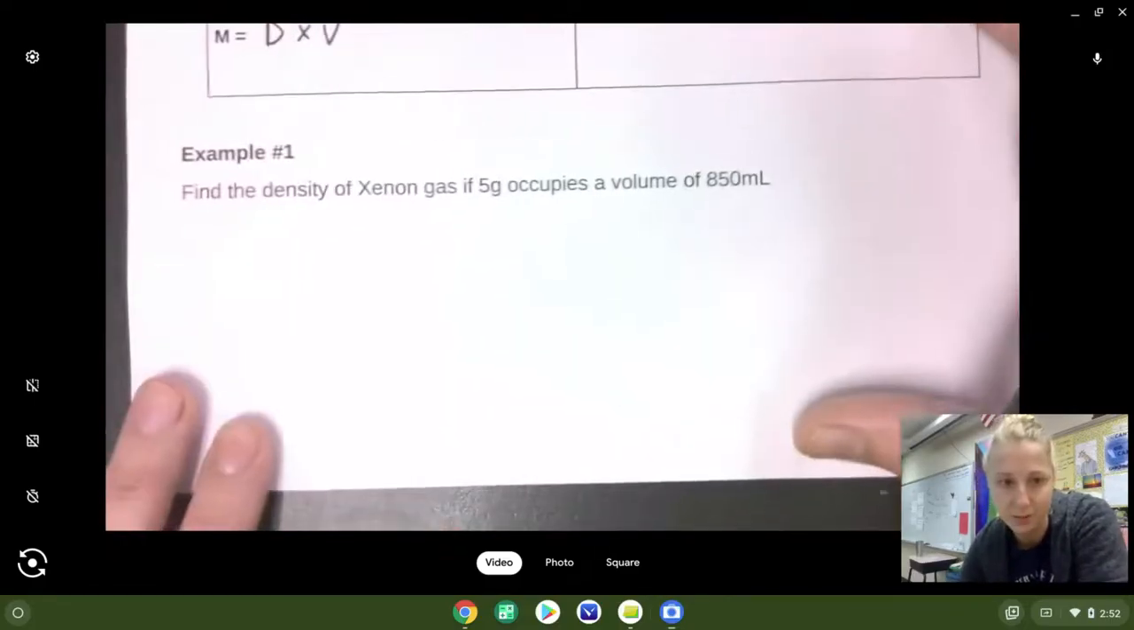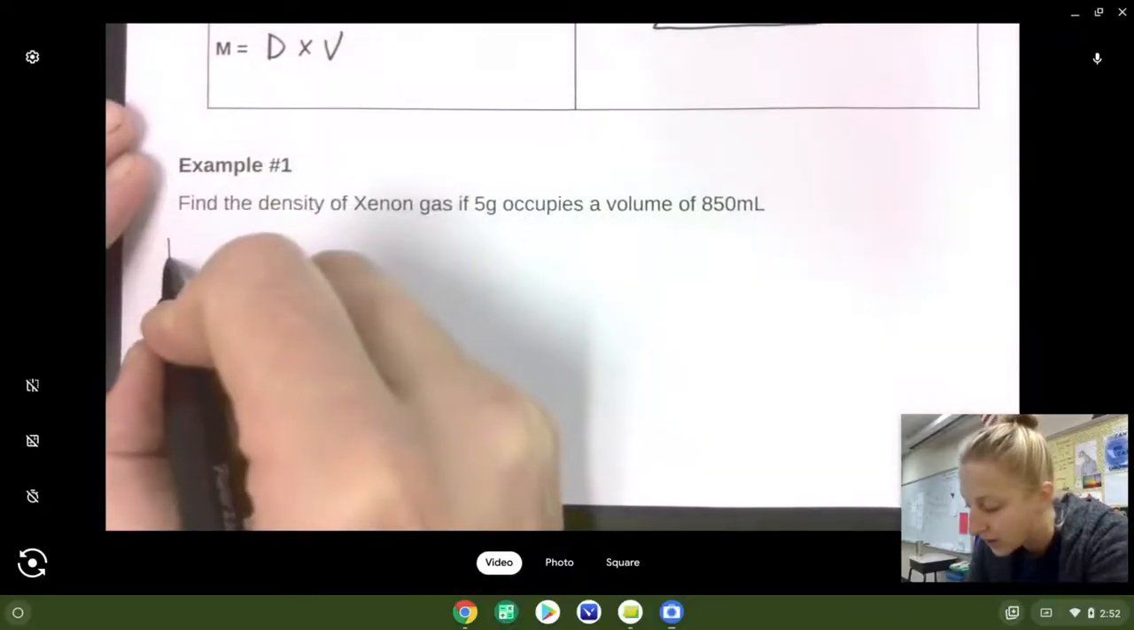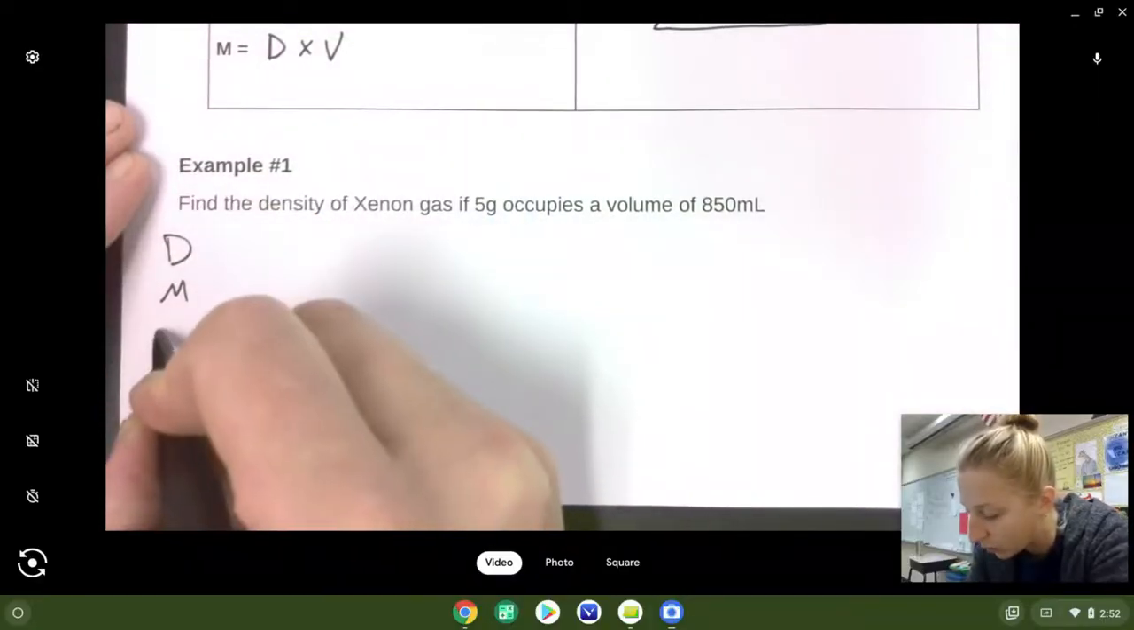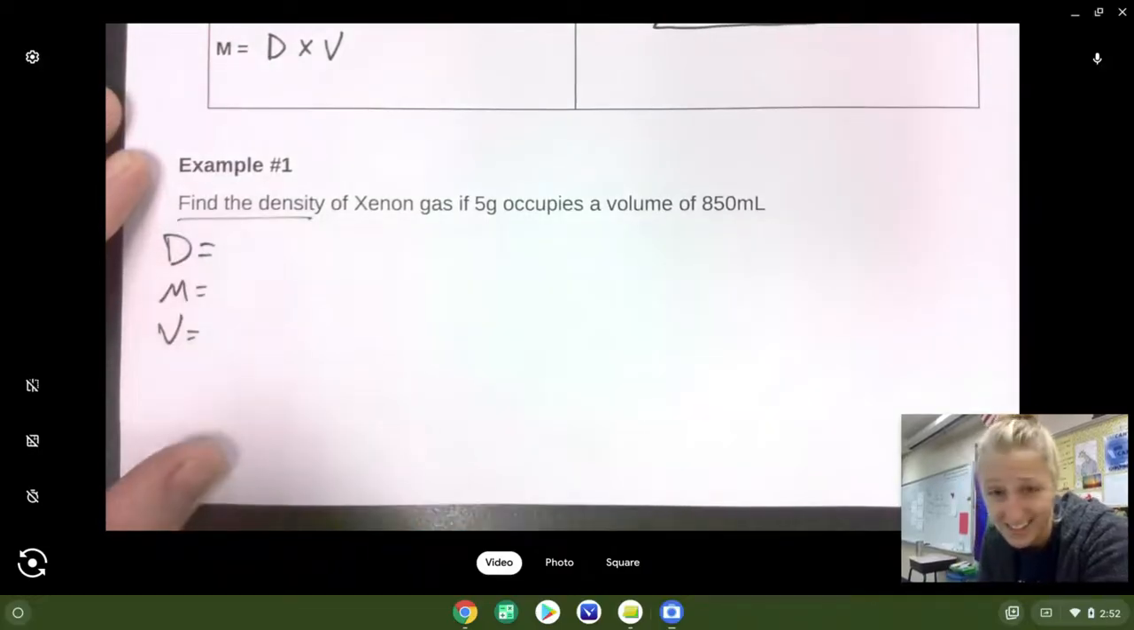So let's do example number 1. Find the density of xenon gas if 5 grams occupies a volume of 850 milliliters. So first off, let's figure out what we have and what we're looking for. So density, mass, and volume. Well, it says find the density, so I'm just going to put a question mark there.